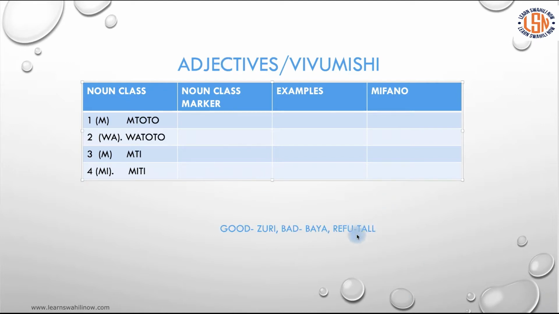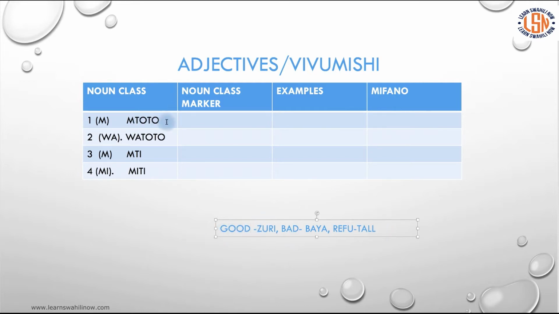So I have a few lovely adjectives here, like good, which is zuri. You'll notice it does not have a noun class marker. It's just zuri. Bad, baya. You might have seen this when they've already been modified, so they might look a little different. So I will be showing you why. And then refu, tall. I think 3 will be sufficient for our purposes.